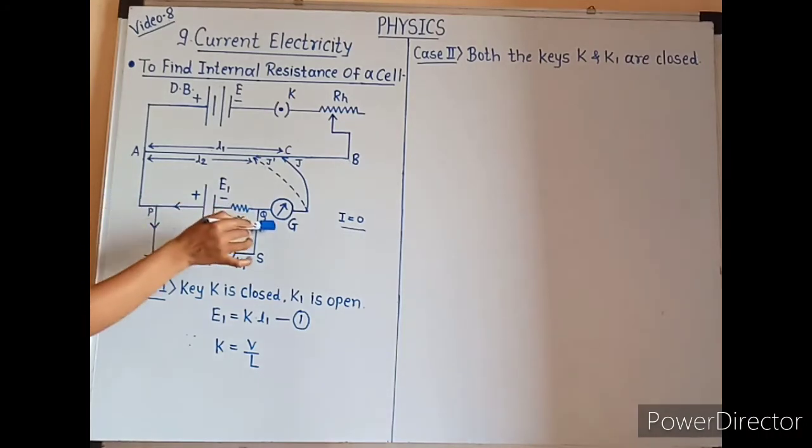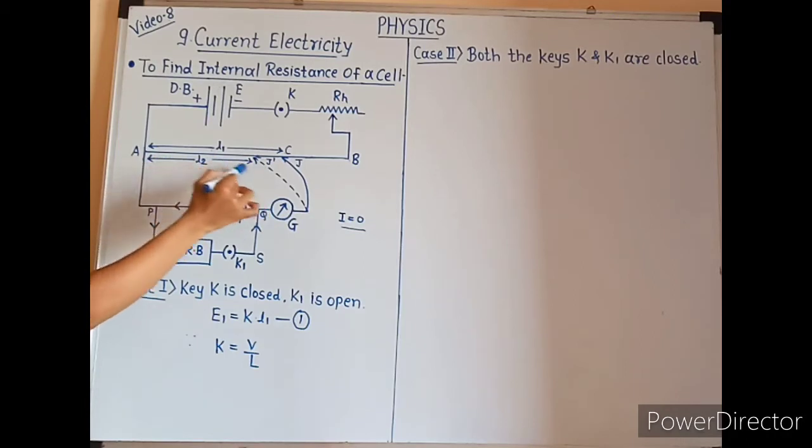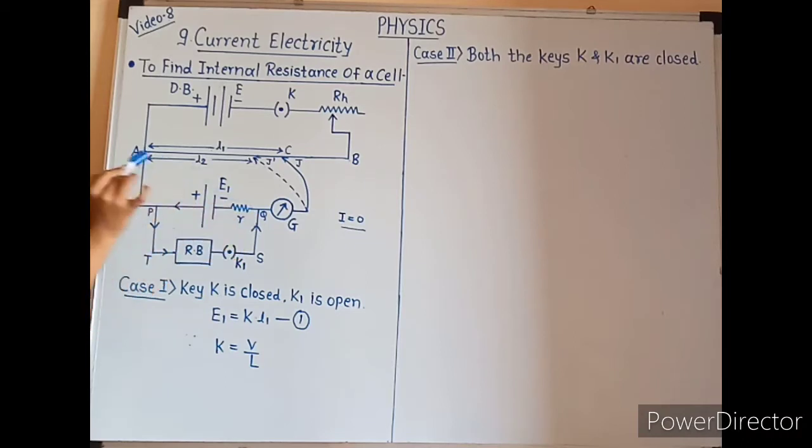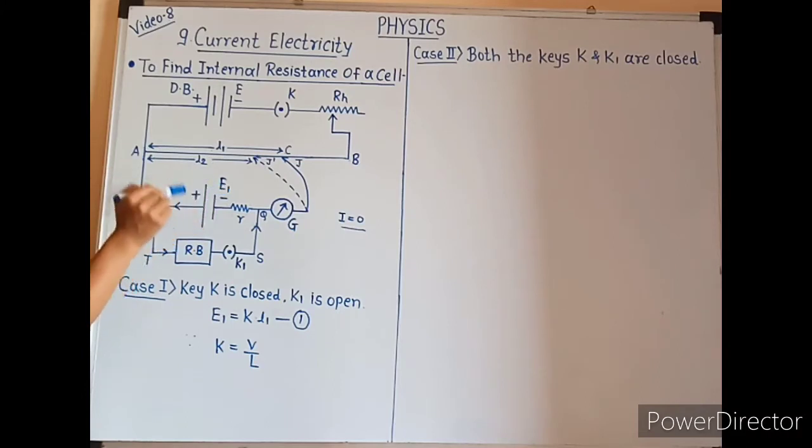Even though we achieve the null point, some amount of current is flowing through this complementary circuit. Because of that, the potential difference across this balancing length L2 does not correspond to the EMF of the cell. Instead, it corresponds to the terminal voltage of the cell, because some current is flowing through the complementary circuit.